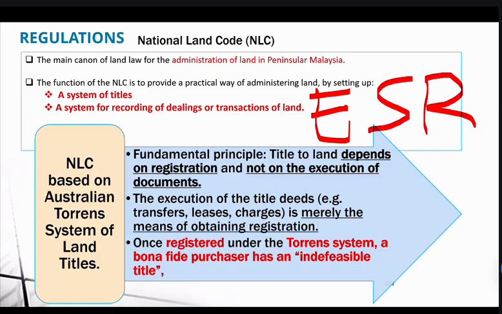Bona fide means genuine, in good faith, and also indefeasible title. Means cannot be challenged or set aside.